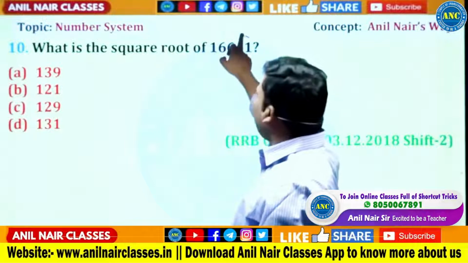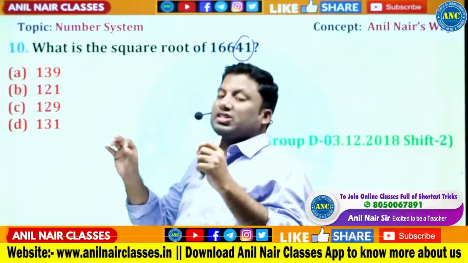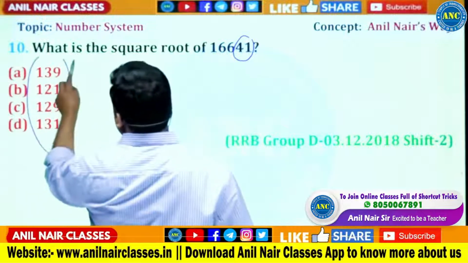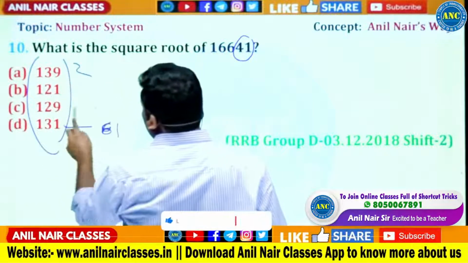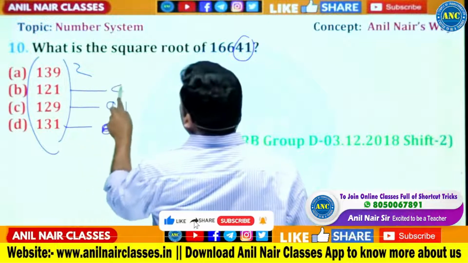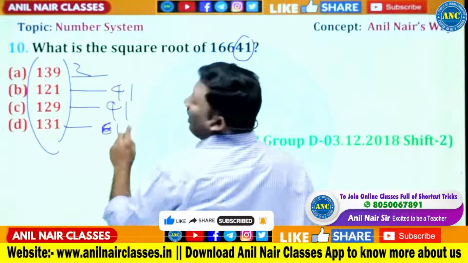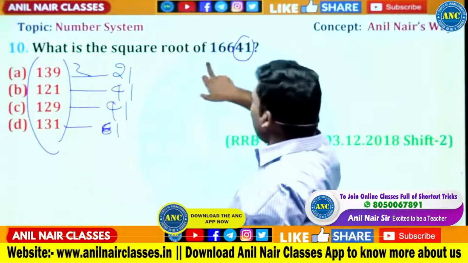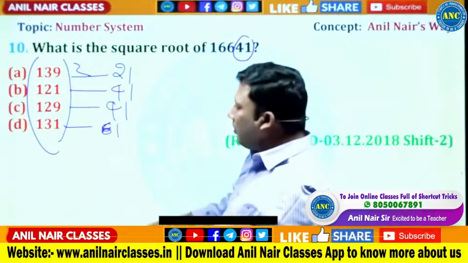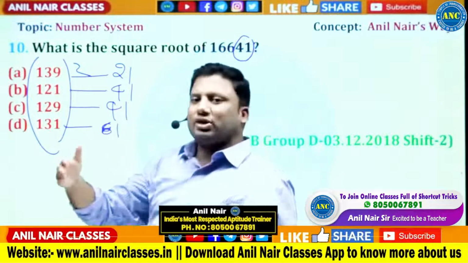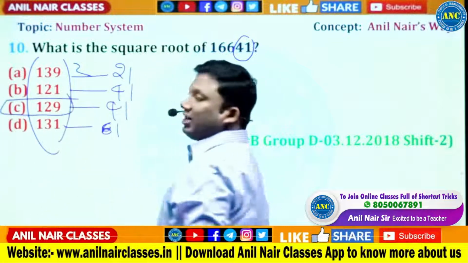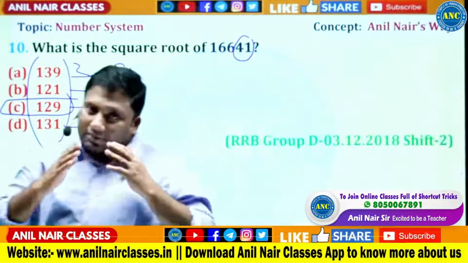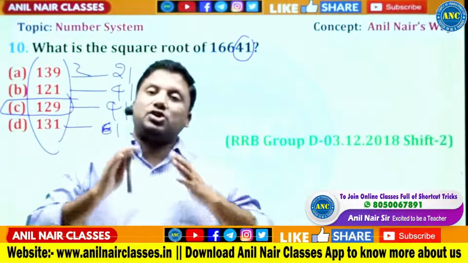What is the square root of 16641? Last two digits logic to find out the square root of a number. 41. Just square these numbers. 31 square 961. 29 square 841. 39 square 11 less than 100. 11 square 121. Now if you observe here, 130 square is 16900. These are closer to 16900. Without using digital sum you will get the answer. Answer is 129 square.